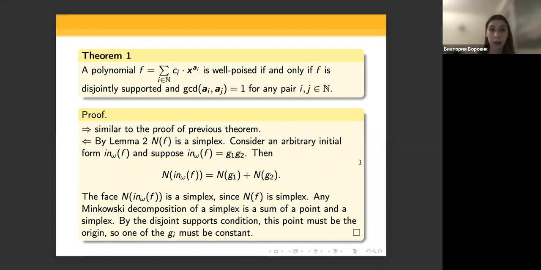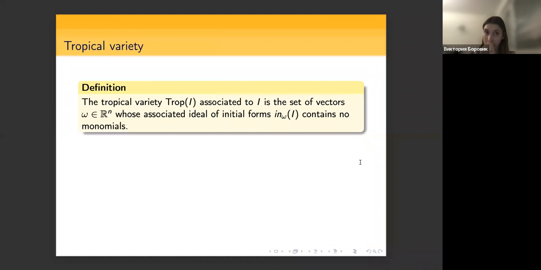And now we will construct another combinatorial invariant of this hypersurface, a tropical variety. I will give this definition. The tropical variety associated to an ideal is the set of such vectors whose associated ideal of initial forms contains no monomials.